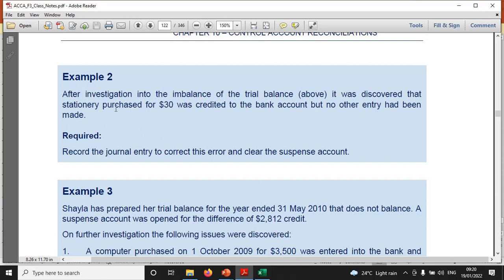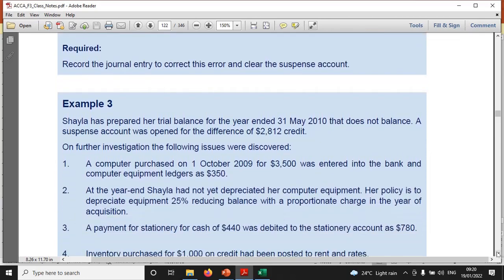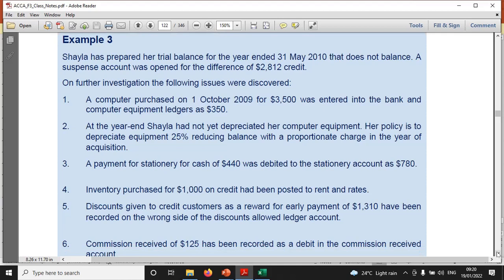Example 2 says, after investigation into the imbalance of the trial balance above. Okay, this one has got to do with what happened on top. Allow me to proceed here. Can I go here? Let me go to example number 3, all right? And I hope that I'll survive.